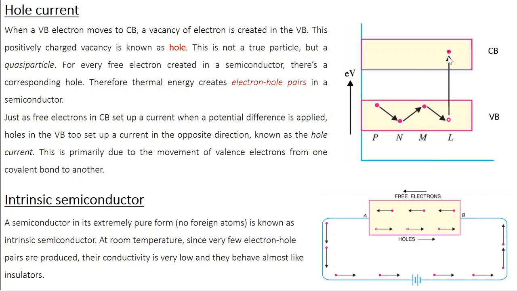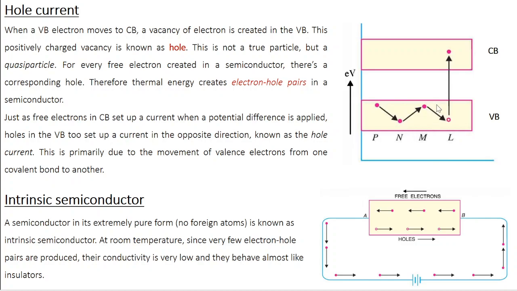So imagine that originally you have an electron at the L position in the valence band. You supply some heat energy. So electron from valence band moves to the conduction band. So you have a free electron in the conduction band and a hole at the position L here. Remember, hole is a positively charged vacancy, right? So opposite charges are going to attract. So this positively charged vacancy is going to attract electron from a neighboring site M.